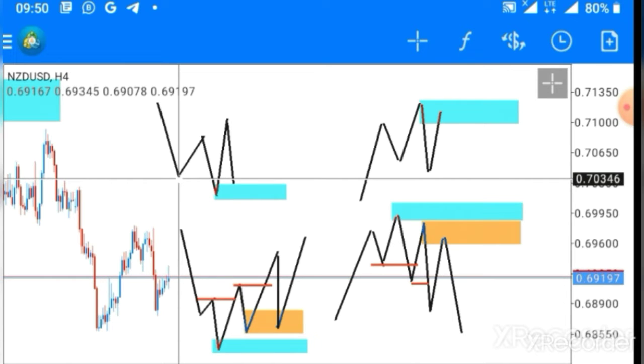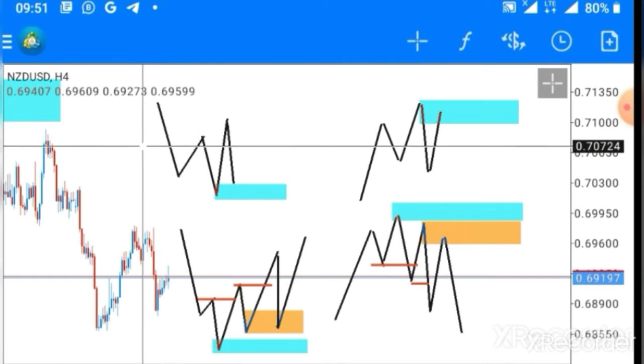Take a look at this diagram. For you to confirm a new trend, take note, you need a double break of structure. Let me say it again. For a new trend to be confirmed as an established trend, you need a double break of structure.